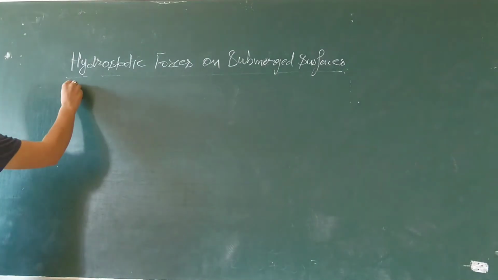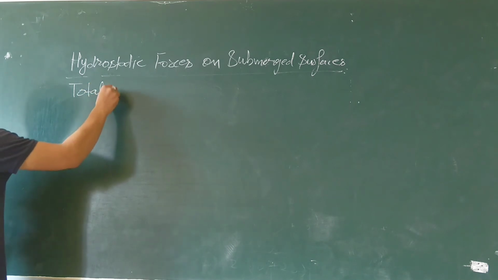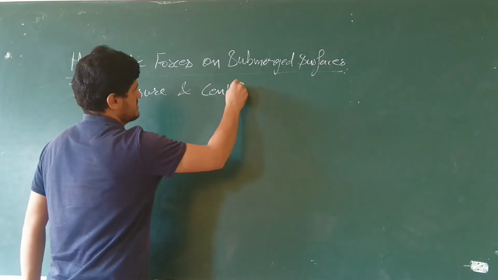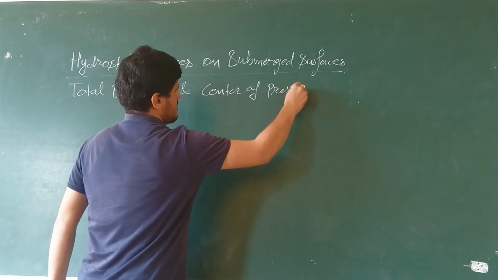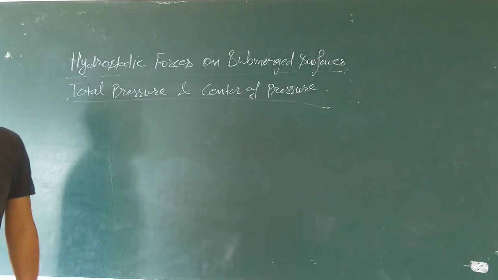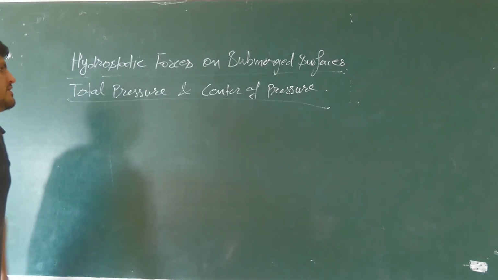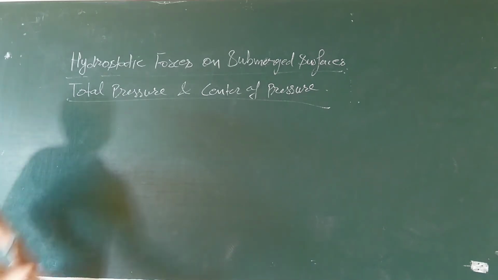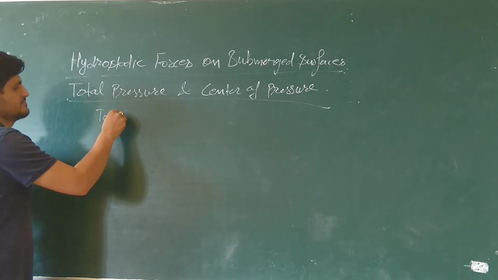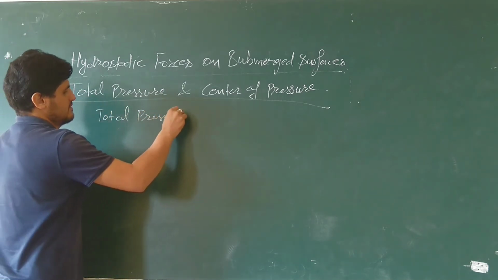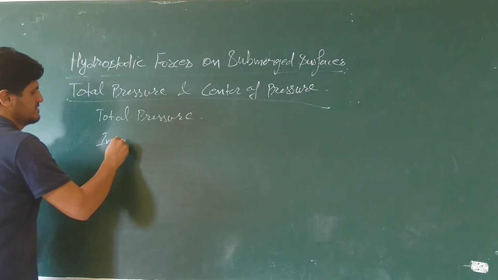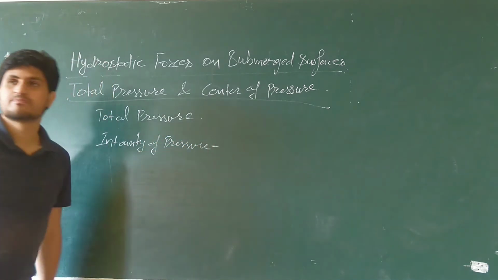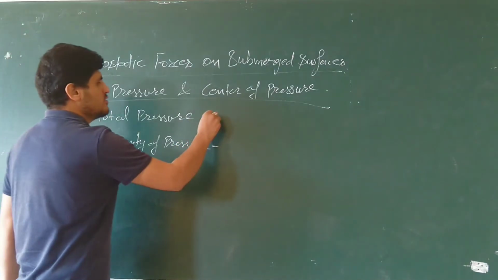In this case we will calculate total pressure and center of pressure. This is the thing that we are going to calculate here. Before starting this, I will give you the difference between total pressure and intensity of pressure. What is the difference between these two?